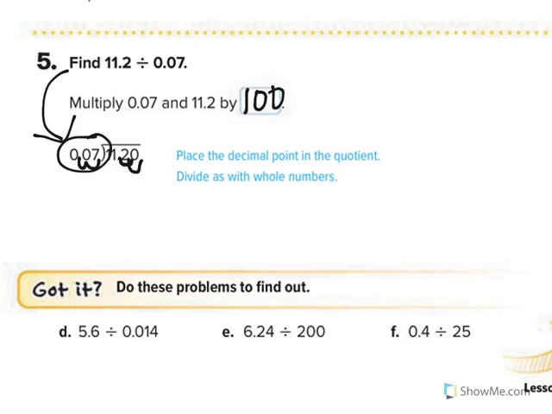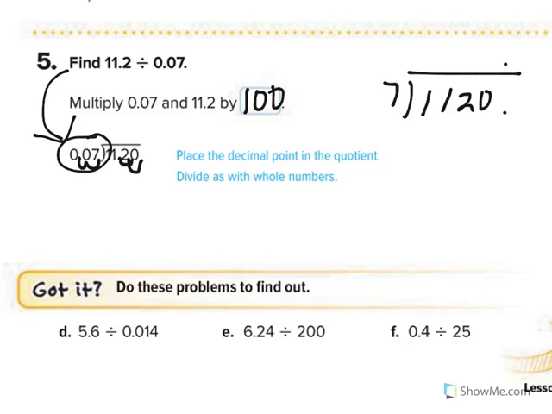So the new problem will be 1,120 divided by 7, right? So my decimal point's now here at the end. I can bring that up in case I need it and need to annex zeros.